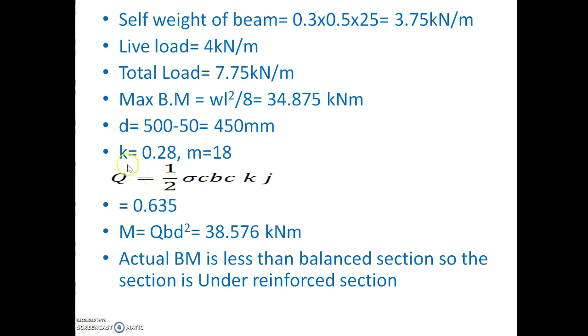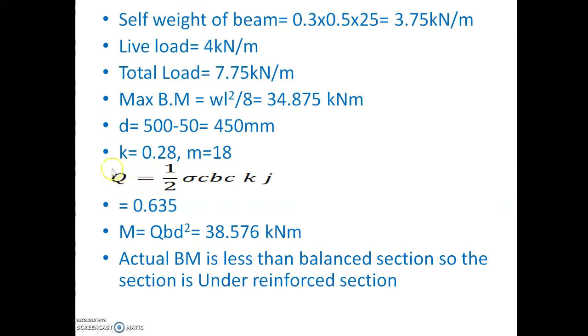Next, k is equal to m·sigma cbc by m·sigma cbc plus sigma st. By substituting all the values, we will get k is equal to 0.28 and the modular ratio m is equal to 18, which is already given in the problem. So substitute all the values in the formula.